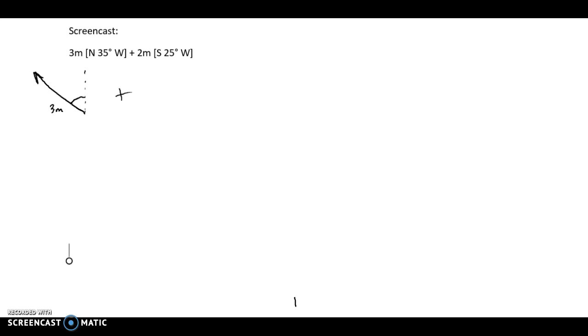So there's 3 meters, and that's going to be added to a 2 meter vector whose baseline is south, and it goes 25 degrees west. So from here, it also goes 25 degrees west, and it's 2 meters long.